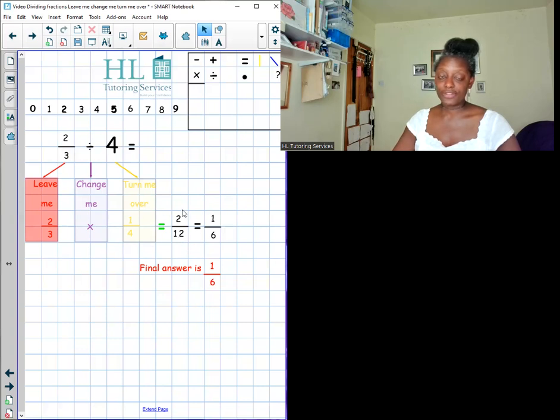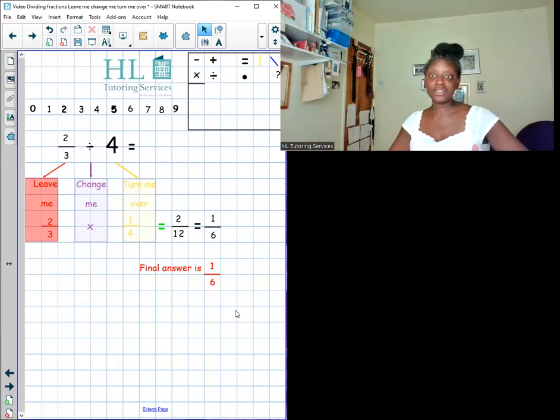You end up with 2/12. Simplify it, as I've just done before, and you end up with 1/6. So the final answer is 1/6. 2/3 divided by 4 equals 1/6. So leave me, change me, turn me over. Some people say keep, flip, change. But it's up to you which one you prefer.